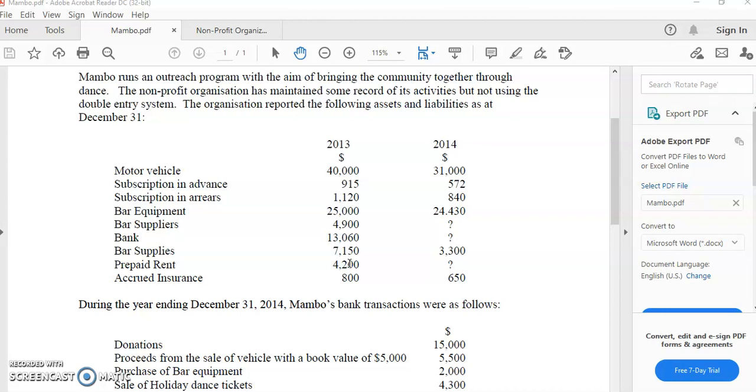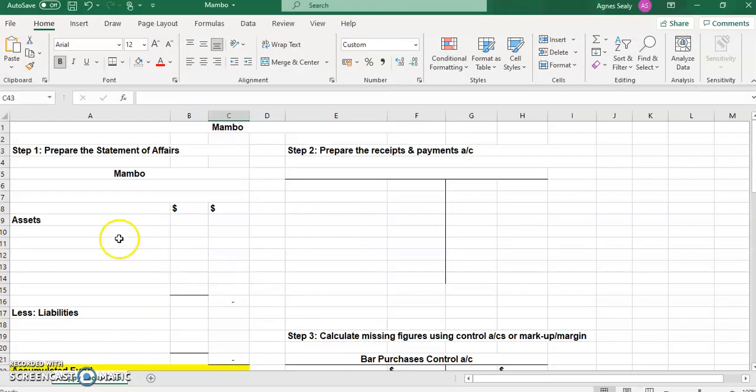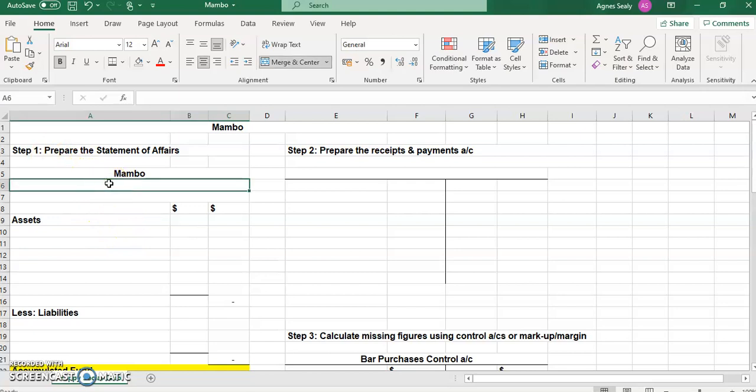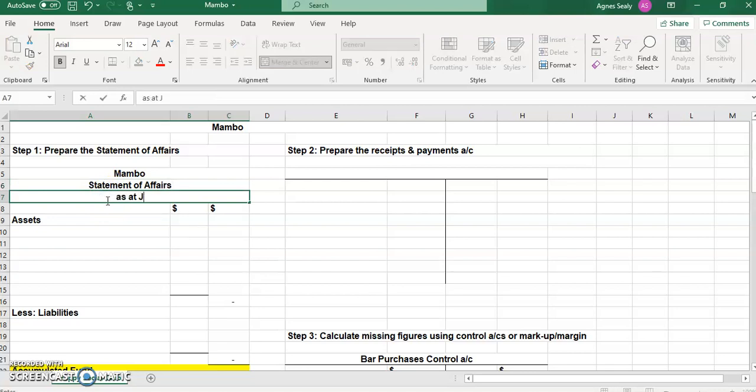And how are we going to do that? We are going to do it by using our step 1, by preparing a statement of affairs at the beginning of the financial year. That's what we're going to do to find out our accumulated fund. So statement of affairs. You put the name of the business, statement of affairs, and it is as at January 1st, 2014, because they give us ending figures.